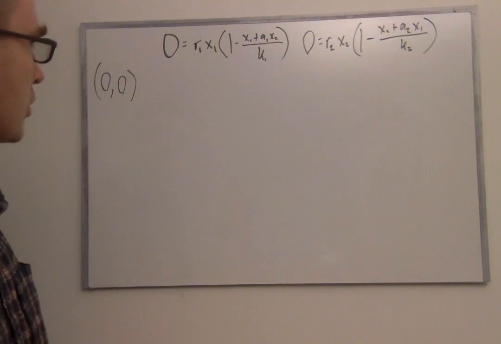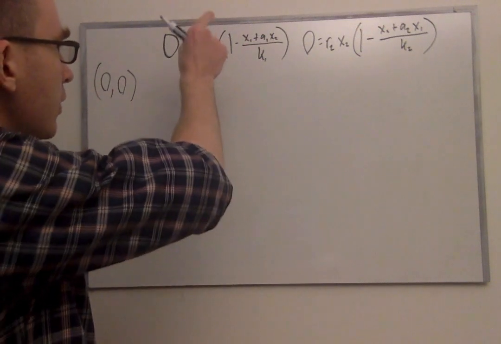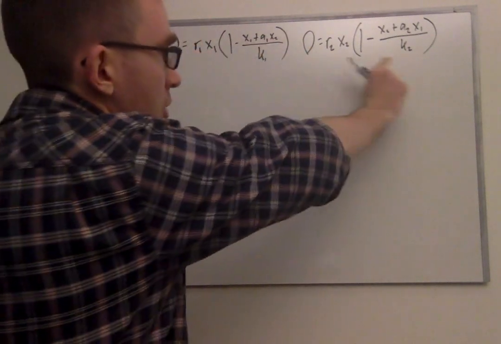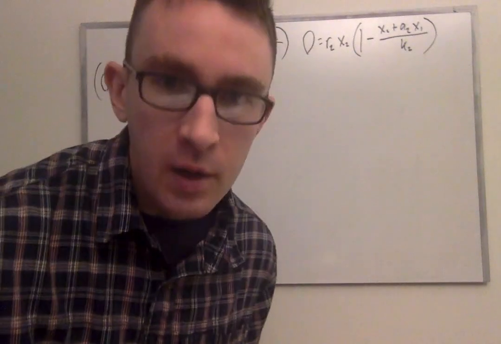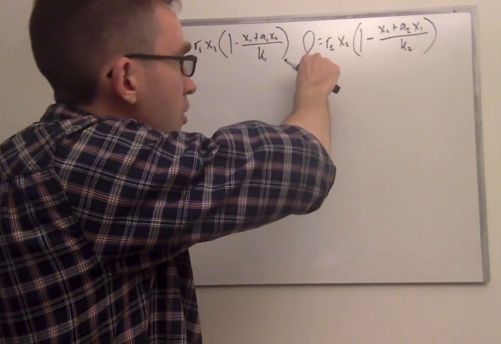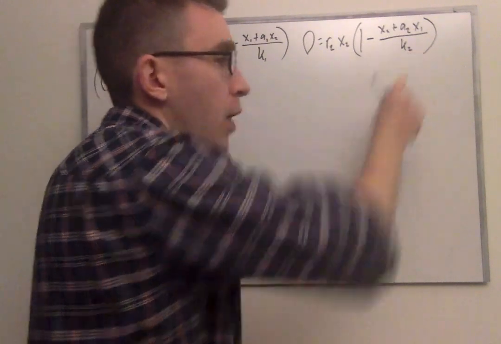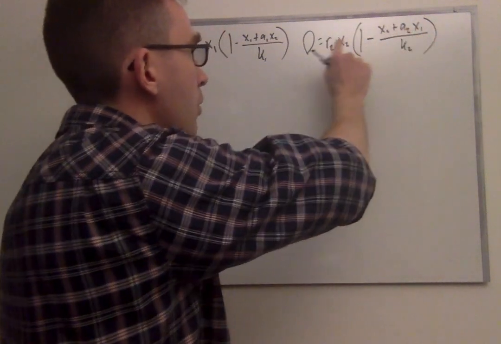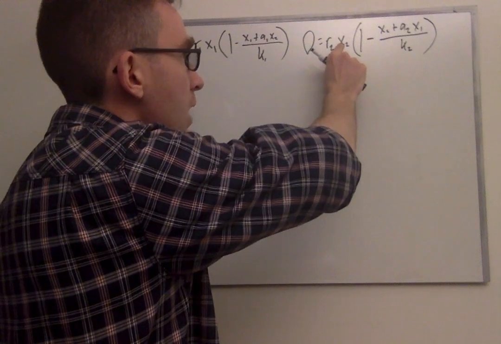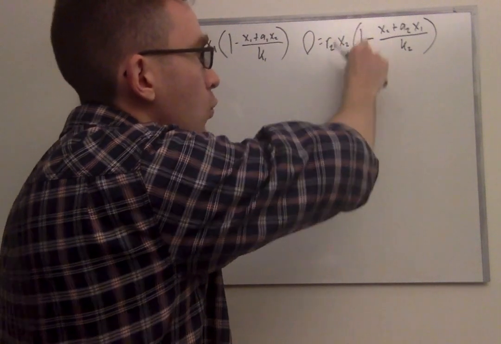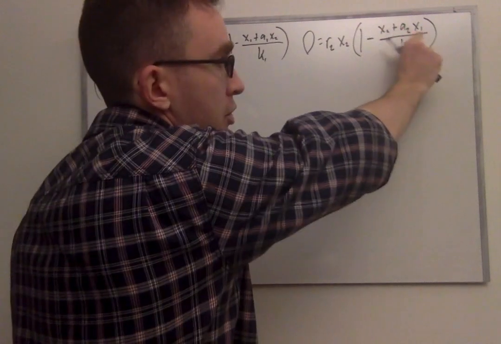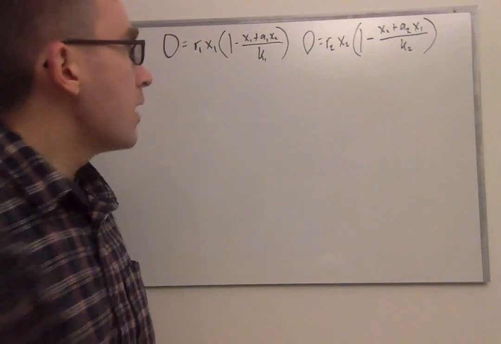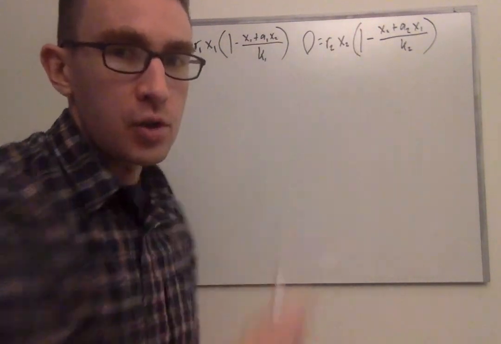So let's think about what happens if we have 0 of x1. What would this equation look like if we had 0 of x1? If we have 0 of x1, this just becomes the logistic growth model for x2, because this term here would multiply out to 0. So we would just have r2 times x2 times the quantity 1 minus x2 plus 0, so ignore that, over k2. So if we have 0 of x1, then this equation for x2 just becomes the logistic growth model.